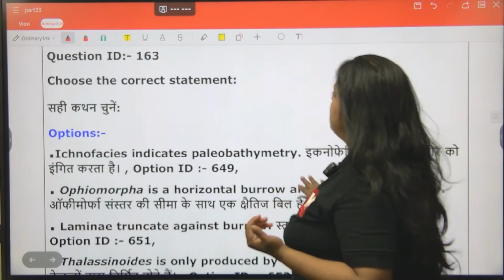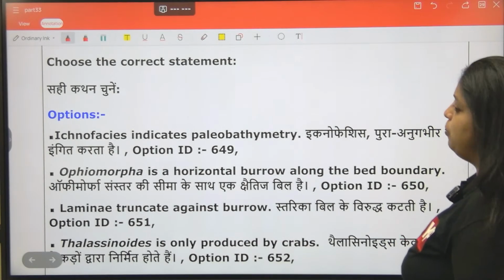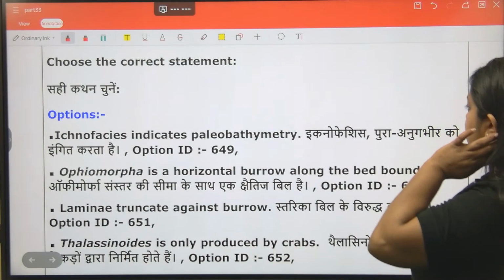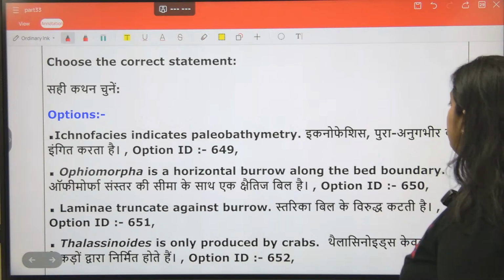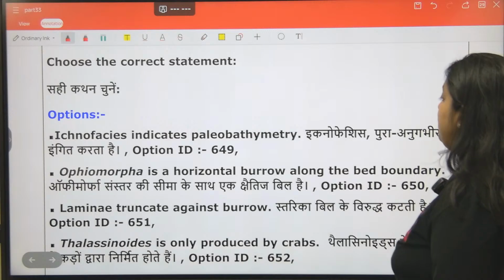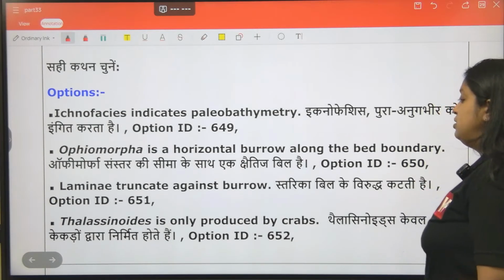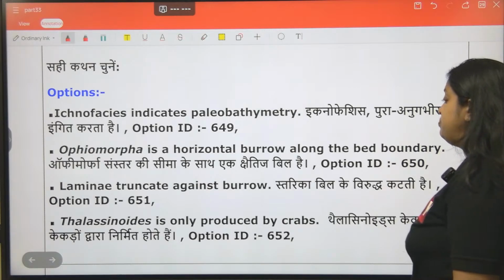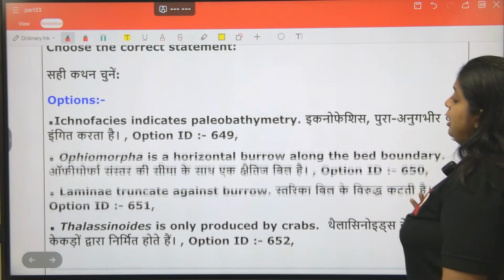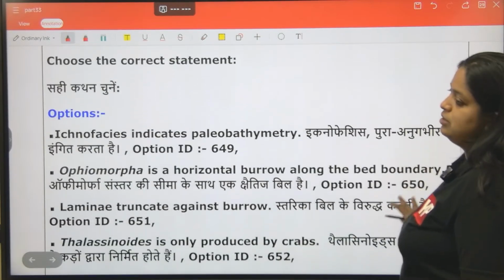Okay. Choose the correct statement. Ichnofacies indicates paleobathymetry. Ophiomorpha is a horizontal burrow along the bed boundary. Laminae truncate against burrow. Thalassinoides is only produced by crabs. Among the four options, you have to choose the correct statement.